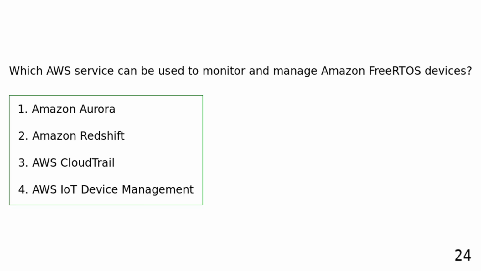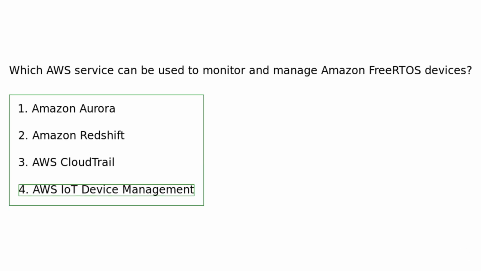Which AWS service can be used to monitor and manage Amazon FreeRTOS devices? Amazon Aurora. Amazon Redshift. AWS CloudTrail. AWS IoT Device Management. AWS IoT device management is used for monitoring and managing IoT devices running Amazon FreeRTOS.